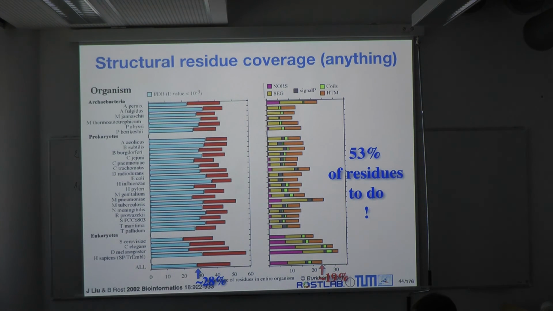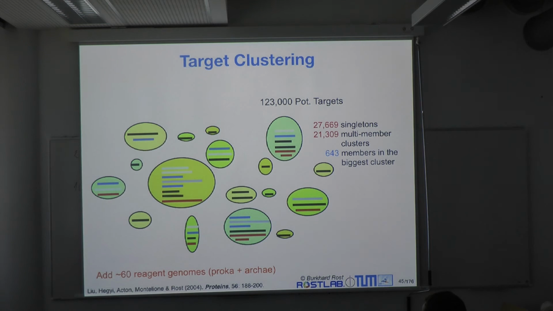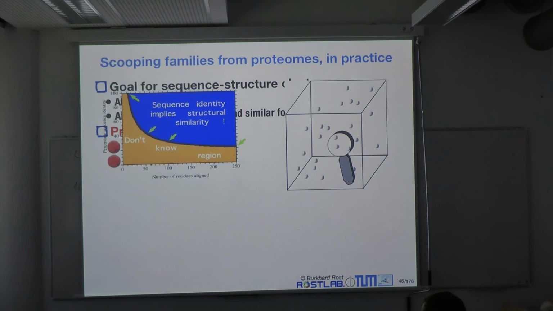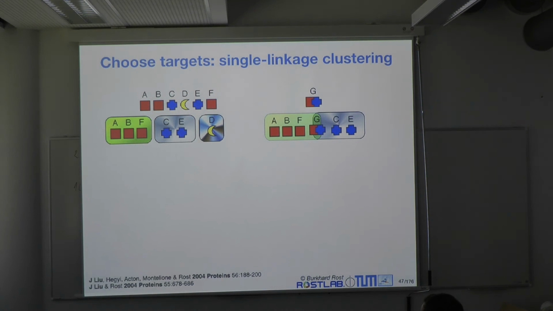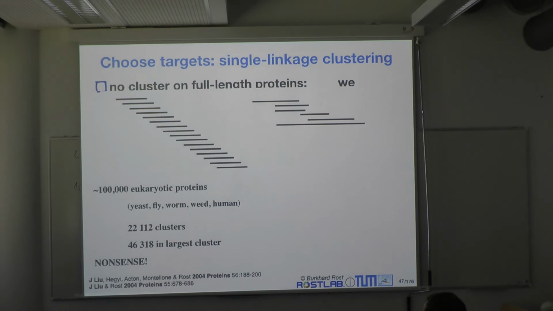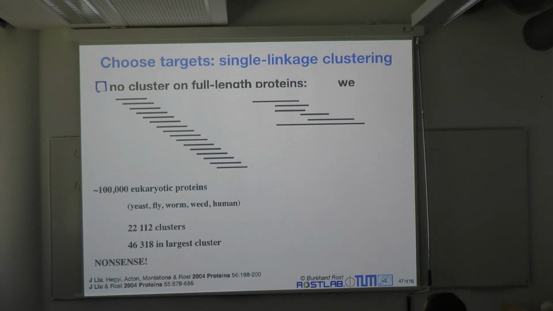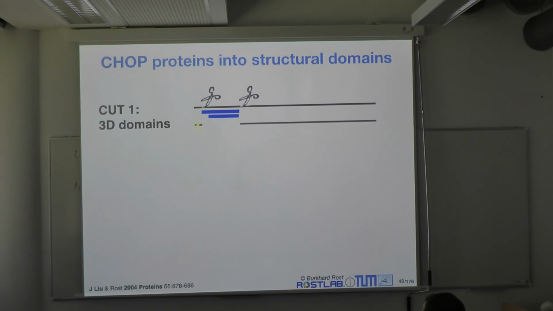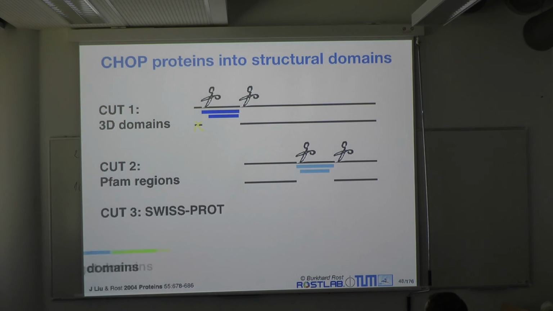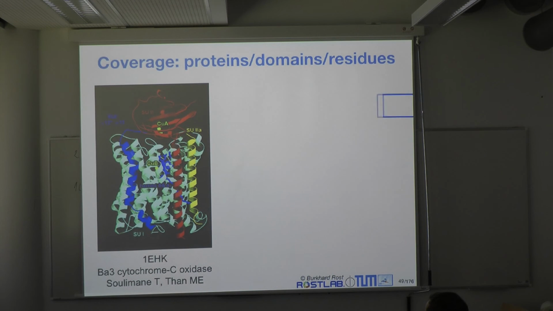So 53% of the residues are to do, and those we do by simply this target clustering that I indicated to you before. And there are some issues with domains, so we need to base this on domains, and that in fact is a big issue with the clustering. The cutting of the domains we talked about, right? That was something that we had to develop, but it was not easy.